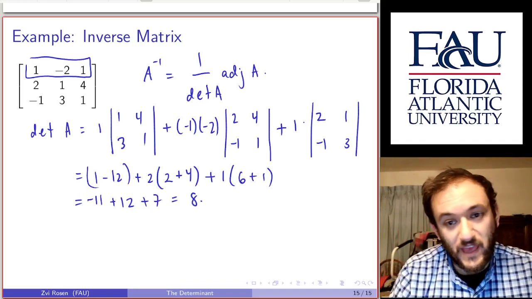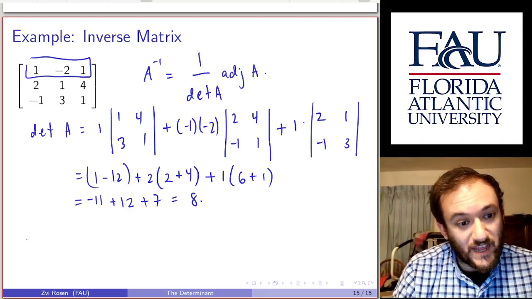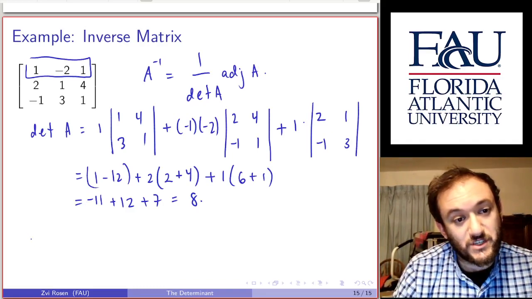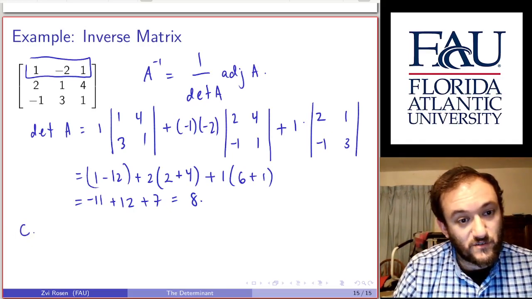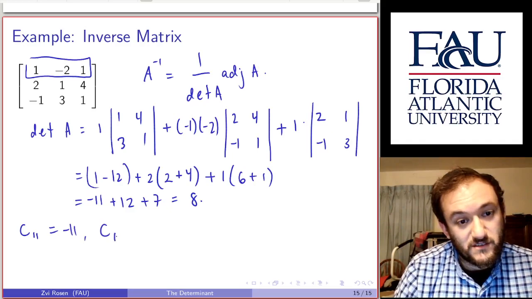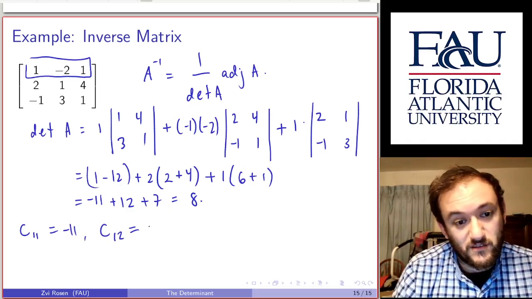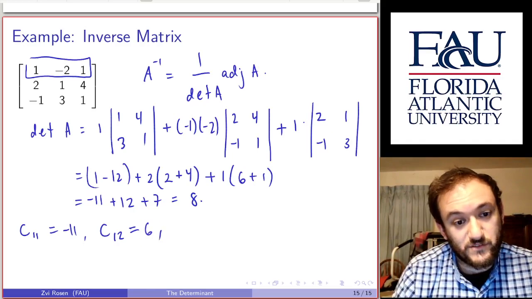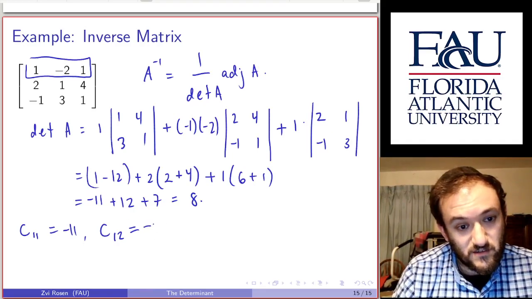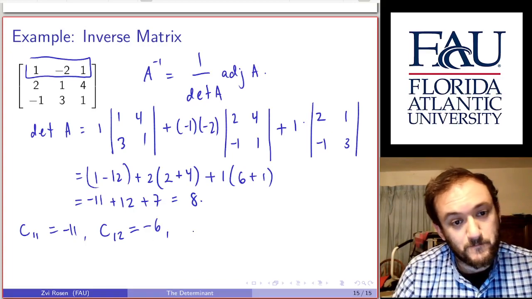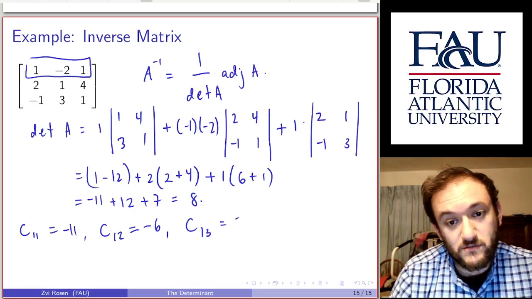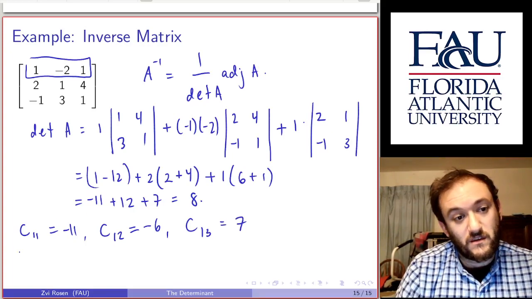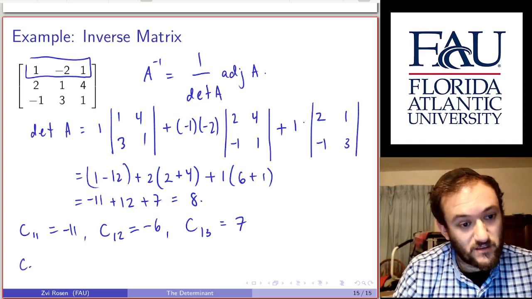Okay, so we have our determinant, and now we just need our adjugate. So for our adjugate, we're just going to compute all of the cofactors. So we've done C11 already. That's going to be -11. C12 is going to be 6. Sorry, it should really be -6 because we want to include the minus sign. And C13 will be 7.